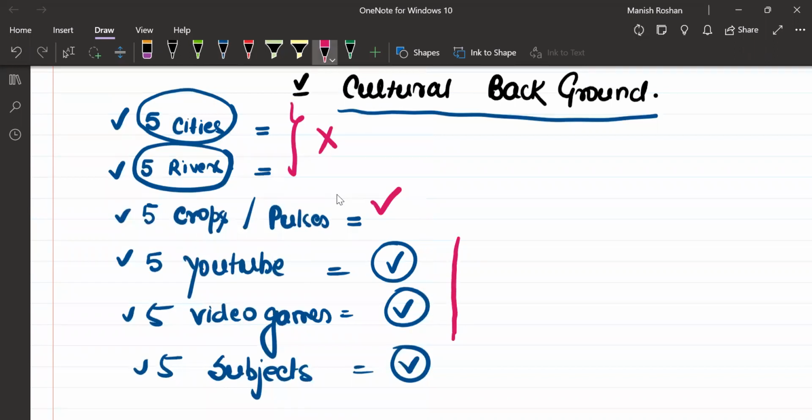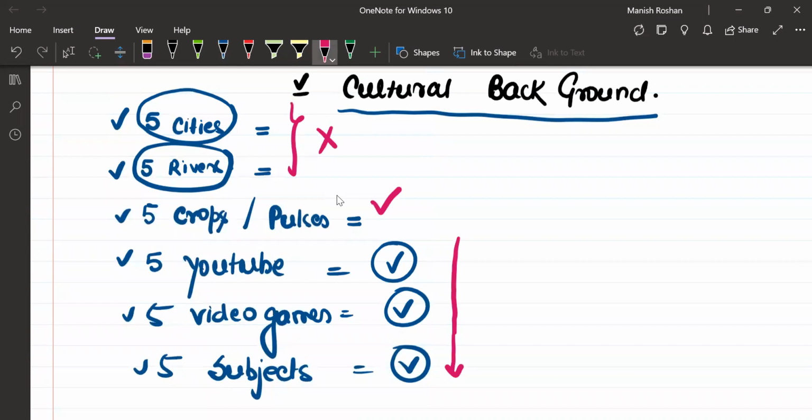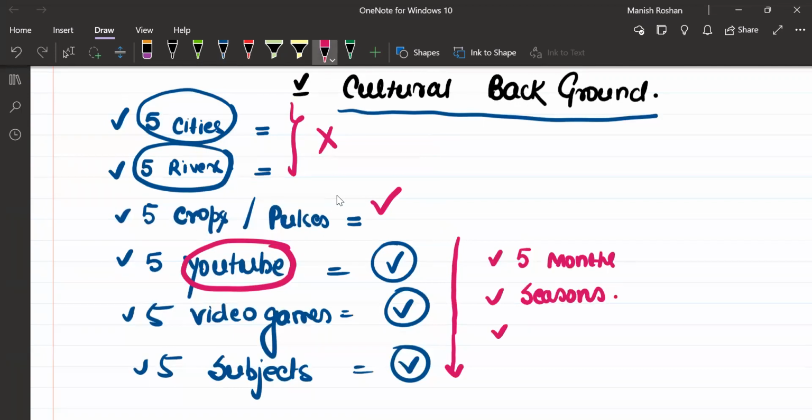In Strub and Black also, they have given a list of questions, and they have also said to ask them according to the specific cultural background. For example, if a person from a village comes, he or she might not know the names of various YouTube channels. You can ask for 5 months, the seasons, whether he or she is aware of the days of the week, or ask them to name 5 fruits.